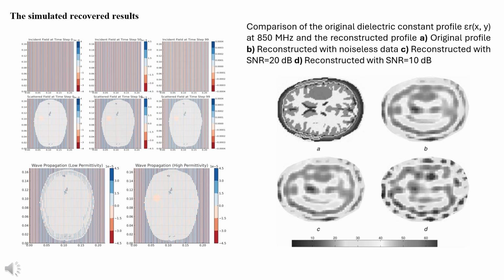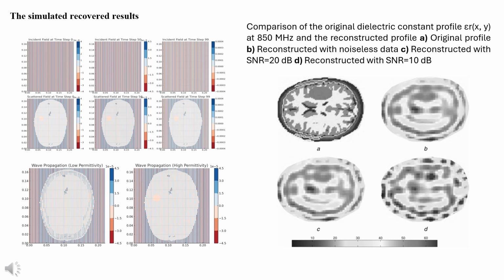We begin by looking at the plots on the top left, which show the incident and scattered fields at various time steps. Each column represents a different moment in time during the simulation, starting with time step 0, progressing to time step 50, and finally time step 99. In the first row, we see the incident field at each of these time steps.